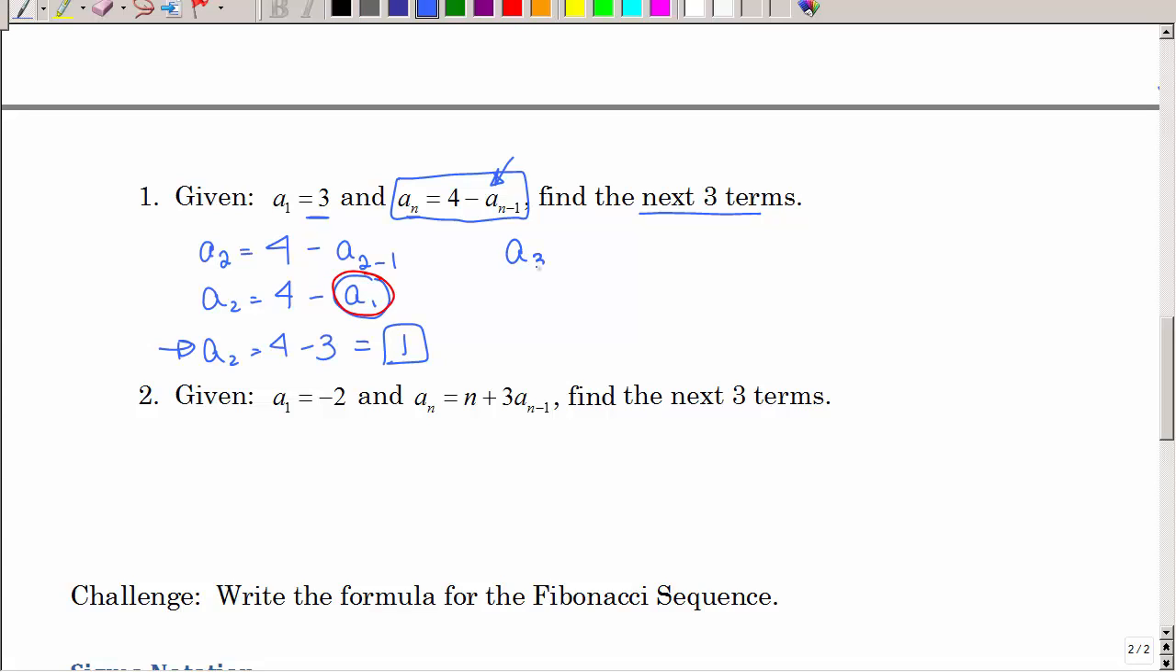All right, so the third term is 4 minus A3 minus 1. So that's the second term. Well, what is the second term? What I found in my previous answer. And it's 1. So the third term is 3. What about that fourth term?